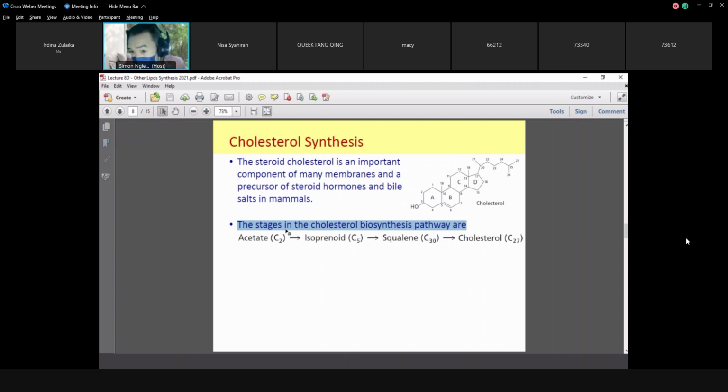So there's a series of steps. It's actually much more complex than what you see here, which is why we are not going to go into every step of it. This one that you see here is just an overview of what is actually happening. So basically it starts from a two carbon, your acetate.